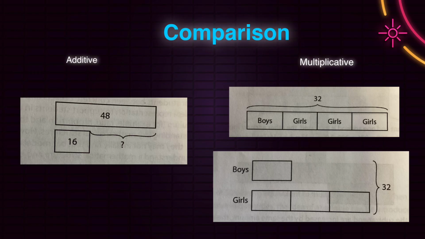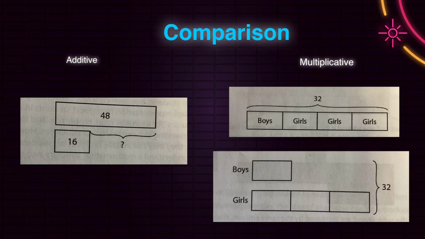On the right, there's a multiplicative comparison problem. Problems involving situations where two or more quantities are connected by a multiplicative relationship or ratio can be succinctly modeled. For example, if we know that there are 3 times as many girls as boys in a class, and there are 32 students altogether, the bar model above can be drawn.